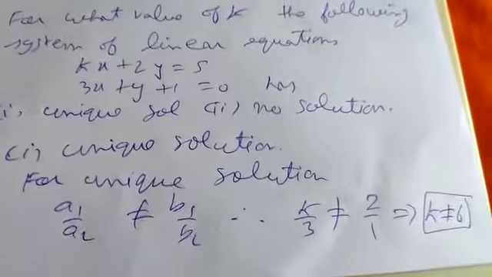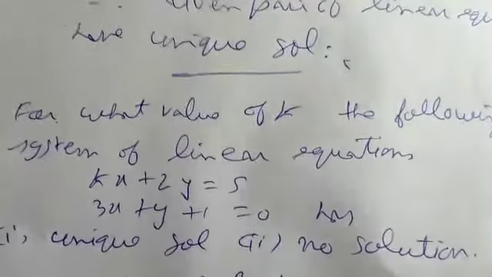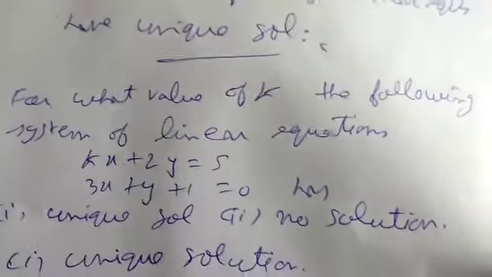Therefore, what is a1 by a2? k by 3 is not equal to b1 by b2, that is the coefficients of y in both equation 1 and 2, 2 by 1. This implies k should not be equal to 6. So if k is not equal to 6, we will have a unique solution. Now let us do the second part. In the second part, we are having no solution.